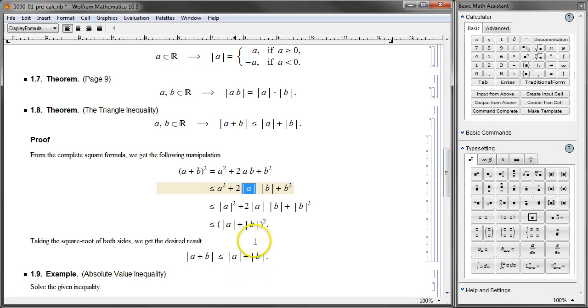Because, let's see. This absolute value of A is either equal to A or greater than or equal to A, where A is negative and this one is positive, or both positive. Same for B and absolute value of B. Absolute value of B, that's bigger. So what we get, this times that is less than that times that.